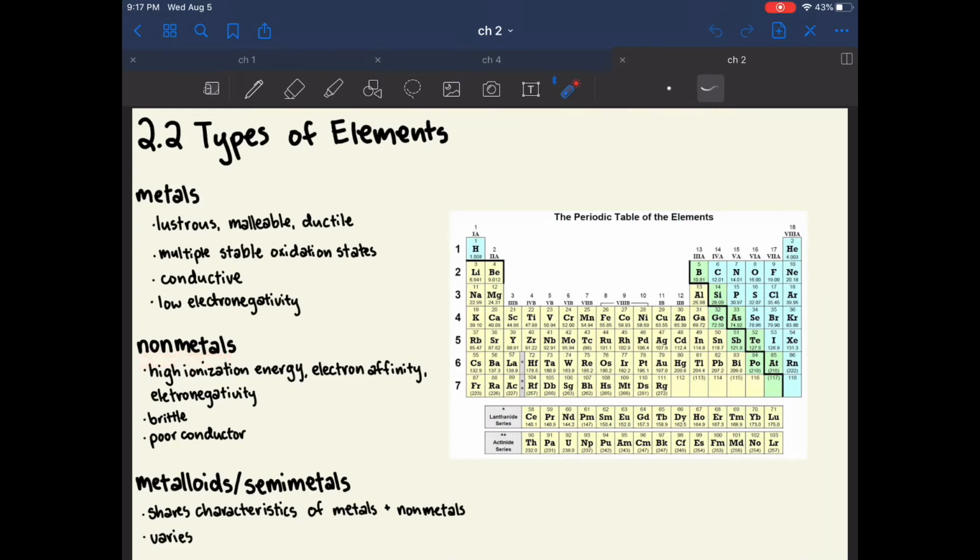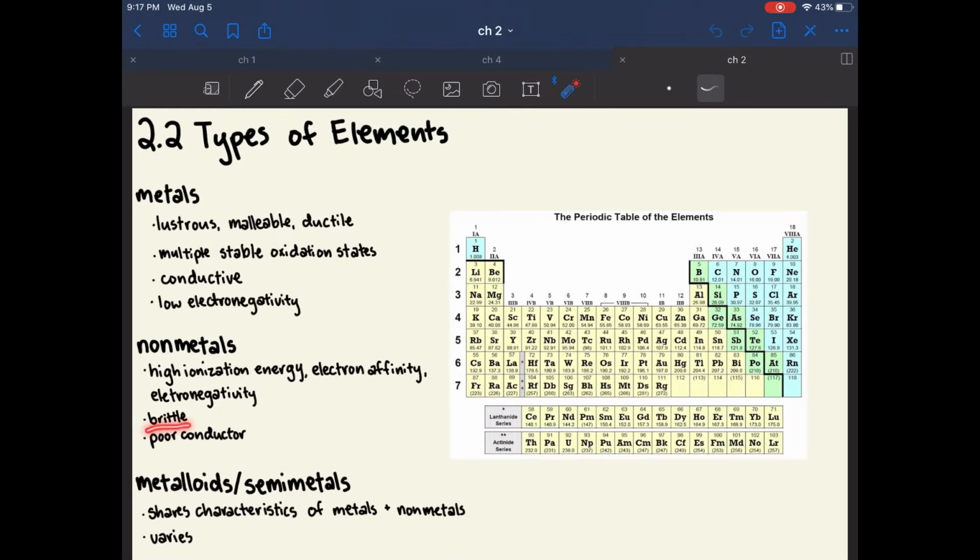Nonmetals are shown in blue on this periodic table, and nonmetals have high ionization energy, which means that it takes a lot of energy to pull an electron off of a nonmetal. They have high electron affinity, which means they're very likely to grab an electron from a metal, and they have very high electronegativity, which means that in a covalent bond, nonmetals are more likely to be hogging the electrons more of the time than a metal would.